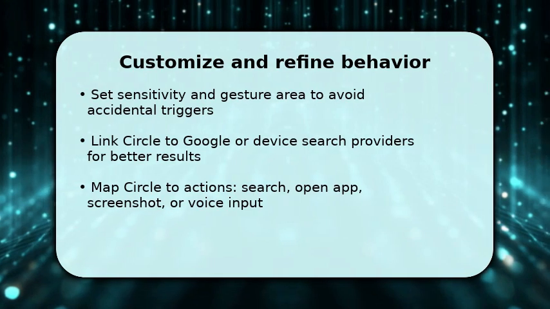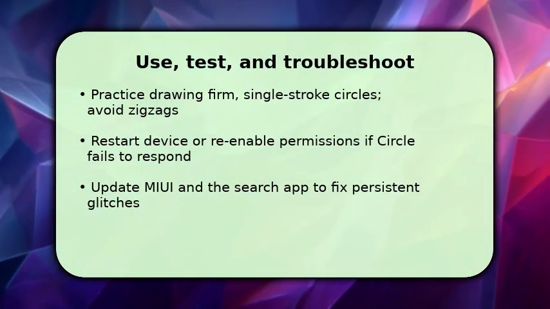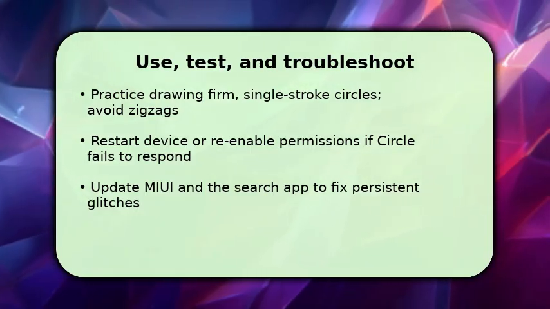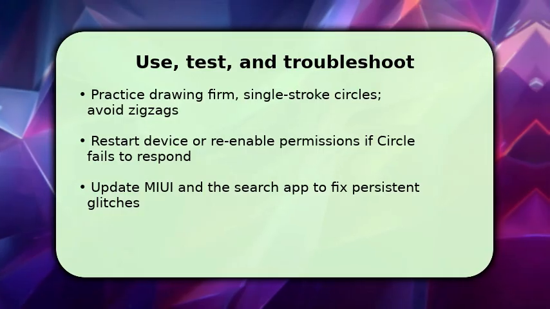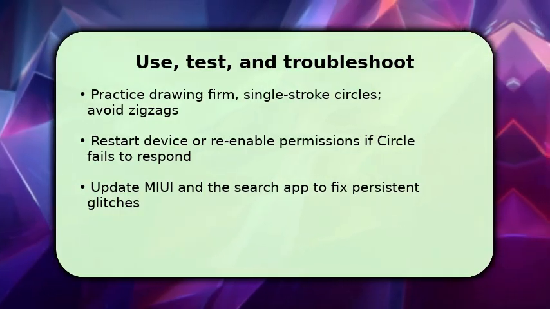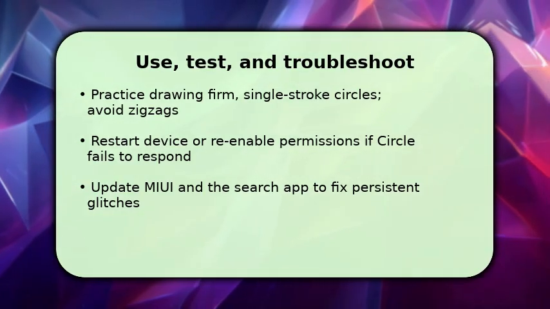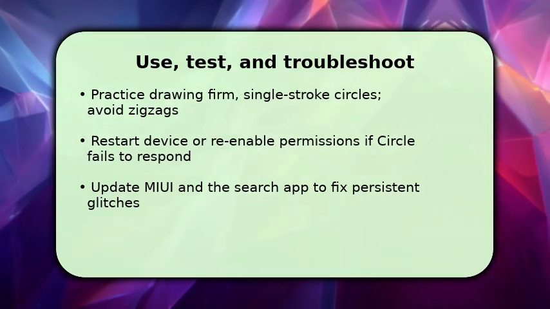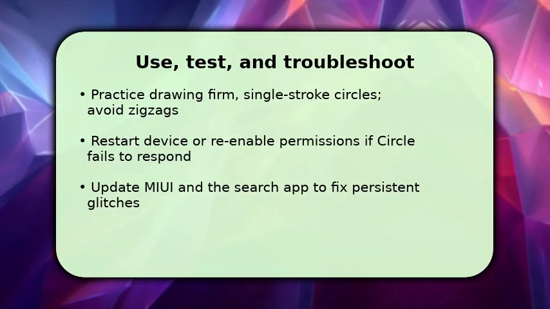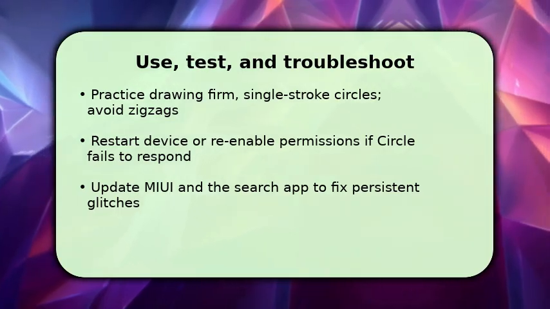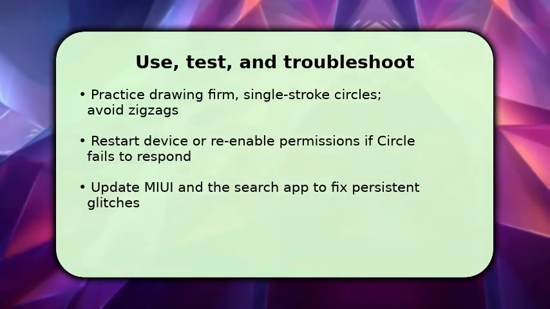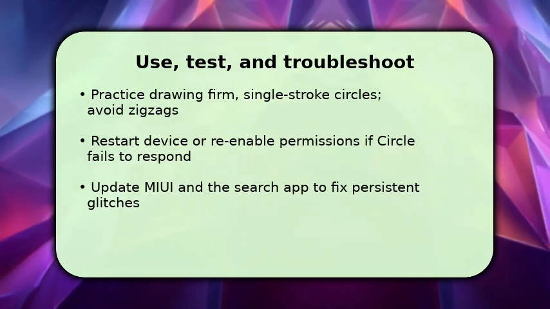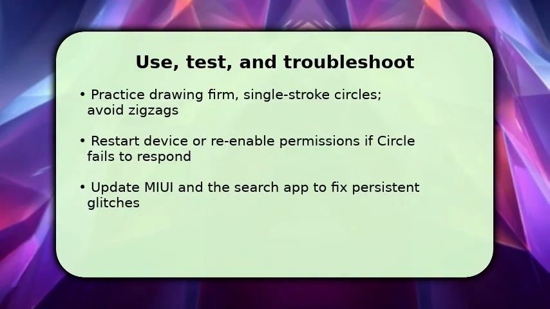You finish by testing Circle in real tasks. Draw a clear, continuous circle to trigger search and speak or type a query to verify results. If it doesn't respond, first recheck permissions and sensitivity, then toggle the feature off and on. Often this clears temporary conflicts. If problems persist, restart the pad or update MIUI and the search app, since compatibility fixes solve many issues. One tip: if gesture recognition is inconsistent, reduce sensitivity slightly and retrain your motion.